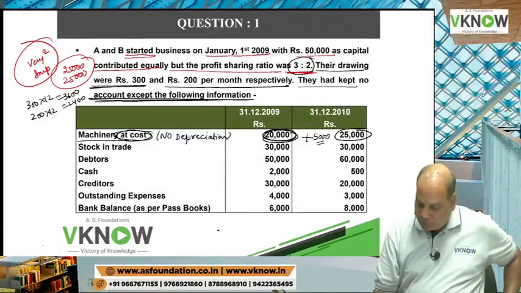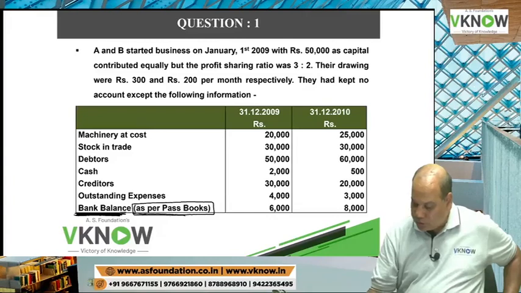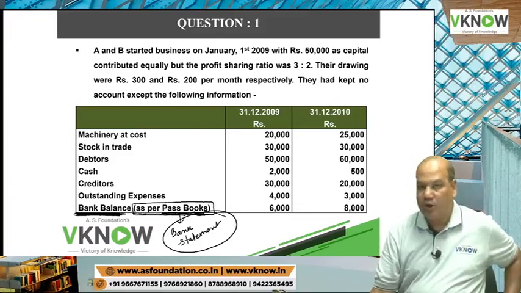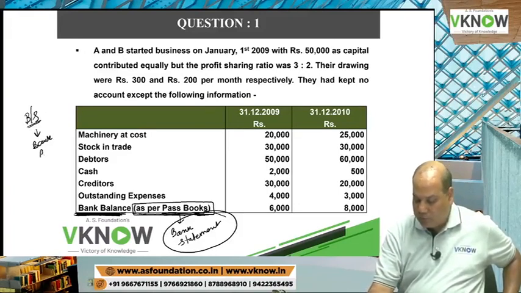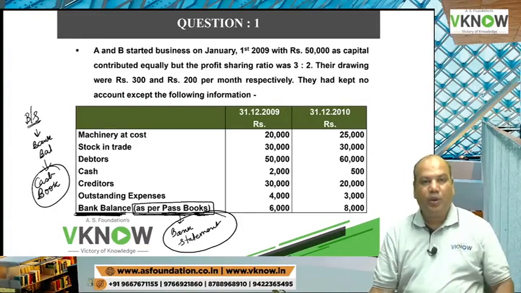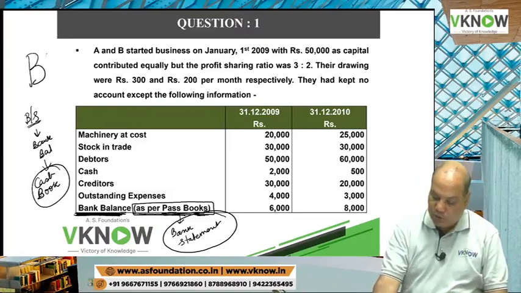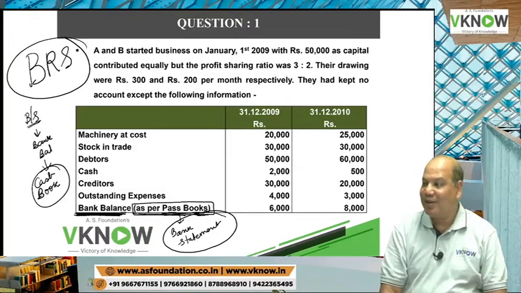Stock in trade, debtor, cash, creditor, outstanding balance. Now it is written bank balance as per passbook. Underline passbook. Passbook means as per bank statement. Now, since you are a good student, in the balance sheet that we prepare, bank balance should be as per our cash book, not as per passbook. So this question will require you to prepare a bank reconciliation statement also. Oh my God.